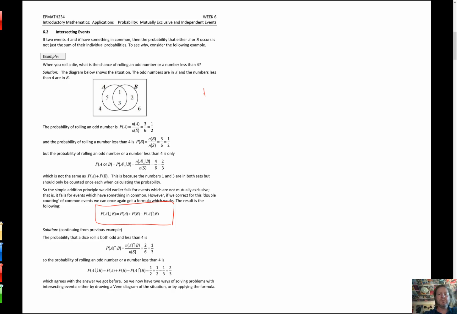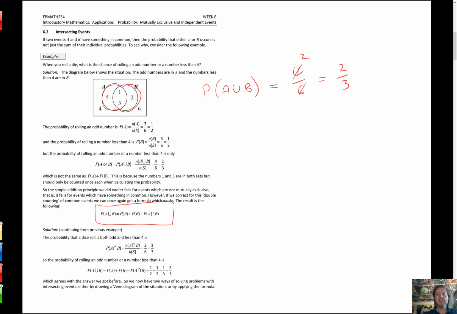So if someone asked me, what is the probability of A union B? Firstly, let's ignore the formula. Let's do it manually. Manually, I look at the probability of me rolling a die and getting an outcome that's in the union of A and B. There's 4 outcomes in the union, there's 6 outcomes all up. So my answer is 4 on 6, which is 2/3 if I simplify the fraction.